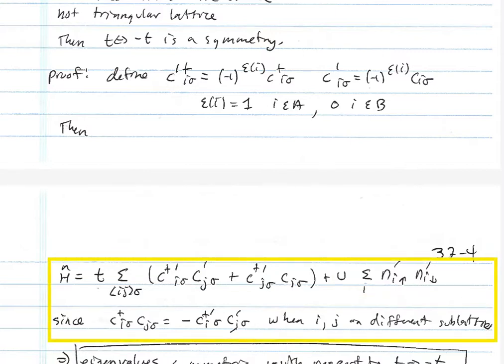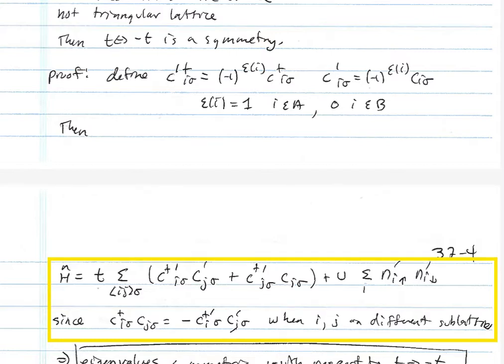every time I have a C dagger i sigma with a C j sigma, because the i and j are on different sublattices, I always will have a factor of minus 1 raised to the epsilon A sublattice plus epsilon B sublattice. Please be sure you understand that. Always one of those factors corresponds to a red square and one to a black square because it's a bipartite lattice. And that means I have minus 1 raised to epsilon of A plus epsilon of B, but that's always equal to 1. And that means I'm going to change the sign.